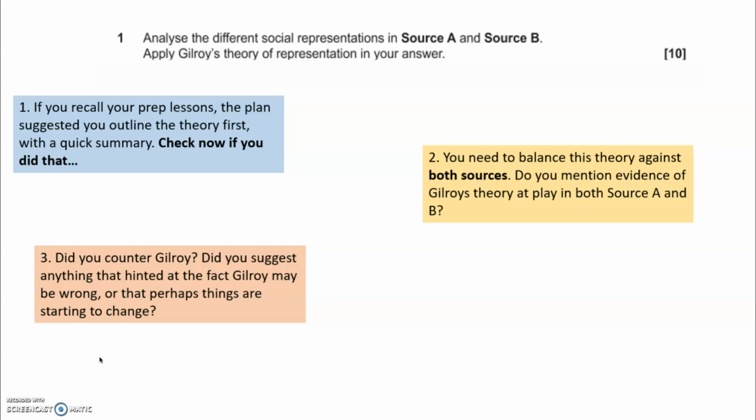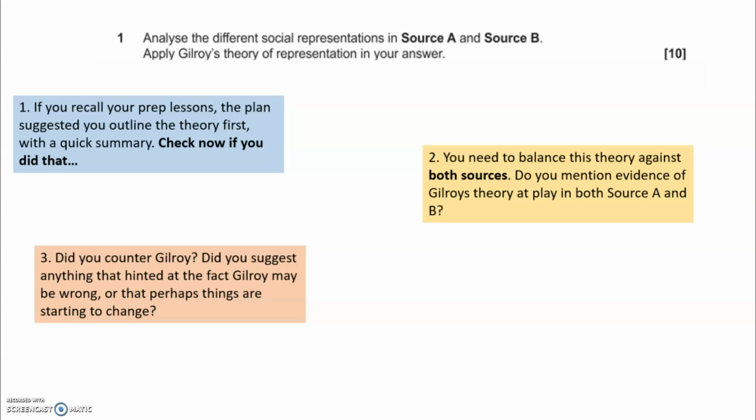Now, third thing, did you counter the theory? Again, you're advised to do this. Whatever the theory is, you want to give evidence of where we see it at play, but also maybe something that suggests that Gilroy's theory might not work, or whatever theory you're applying in this question might not work, or maybe it's a little bit different. Did you maybe include something like that? Just have a look, see whether you managed to counter or challenge the theory, or suggest that the theory isn't quite appropriate in these examples. Pause if you need to.